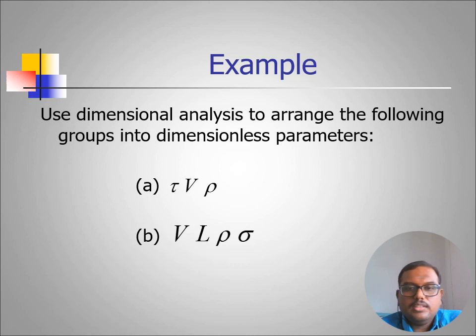So in the above equation we can see that the drag force of a sphere moving in a fluid with velocity v and dynamic viscosity is clearly dependent upon the Reynolds number. So use dimensional analysis to arrange the following into groups of dimensionless parameters, and you can solve the problems. Thank you.